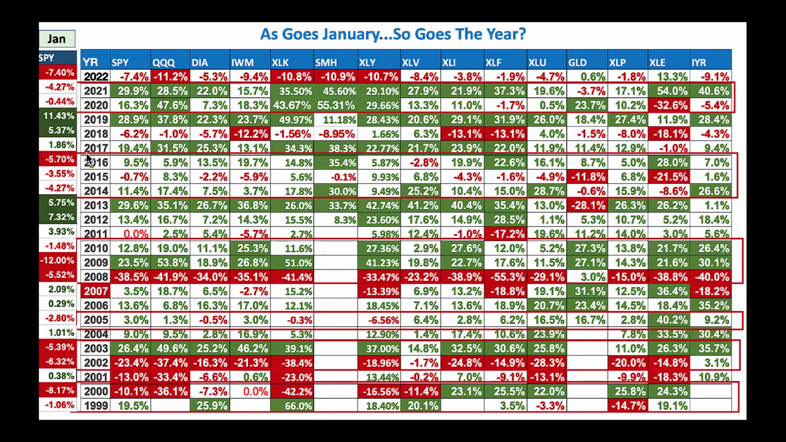For example, 2016, January was bad, and in 2016 we got a muted performance in S&P 500. In the major indices, as you can see here, we did not do very well, but we stayed above water for most part. And you can see here XLV, which is the healthcare, was down slightly, but otherwise we managed pretty okay here.